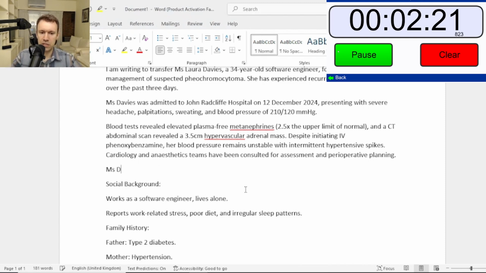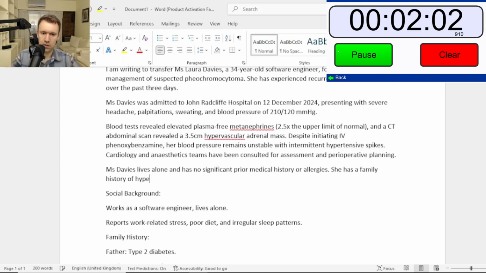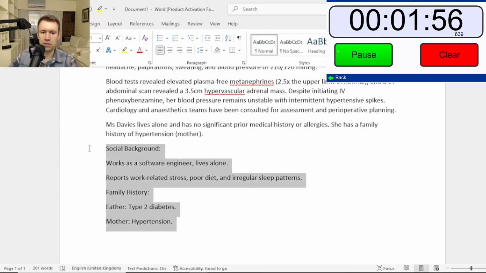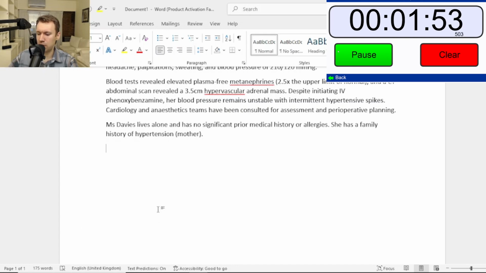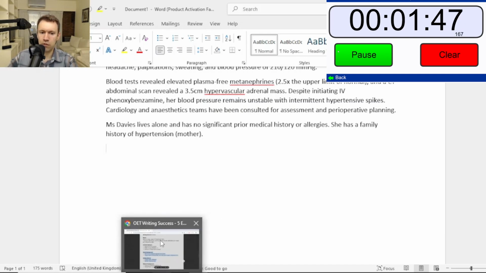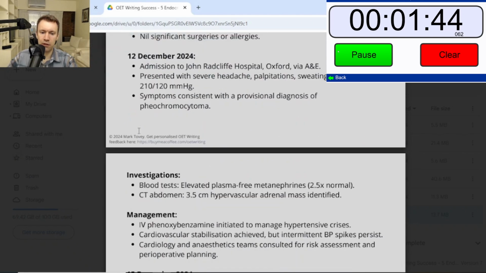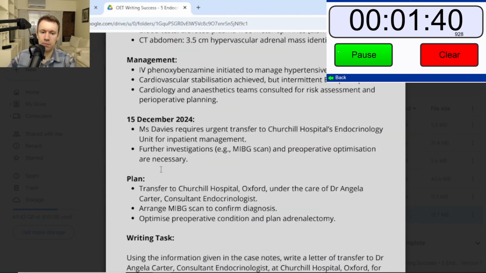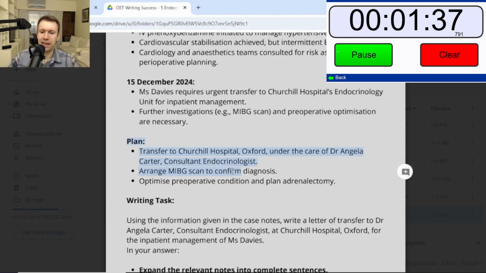So we'll write, Ms. Davies lives alone and has no significant prior medical history or allergies. We'll say she has a family history of hypertension. Then we'll put in brackets mother. Probably won't bother mentioning the type 2 diabetes on her father's side because it's not especially relevant for the case that we're dealing with. So now what we want to do is write the request paragraph, and we're going to base the request paragraph on the plan information here.